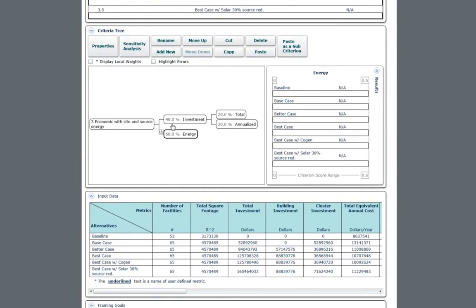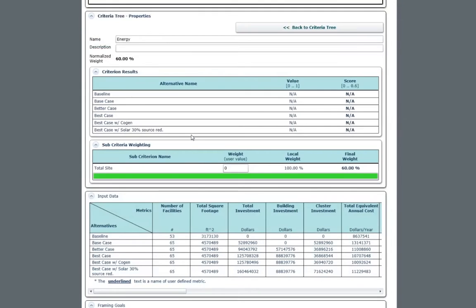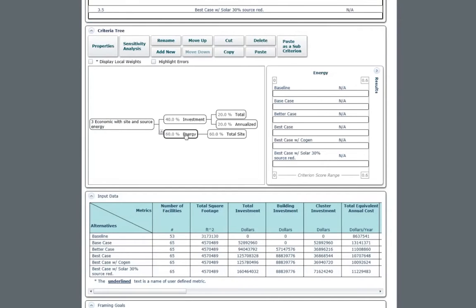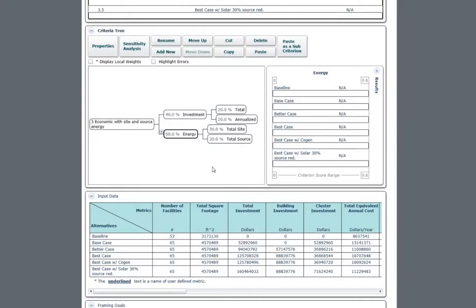All I did is select the energy, add new, and we're going to go to site, and now we're going to make our one change that's going to be different. We're going to look at the source energy this time. And so we see we've got a 40-60 with a 20-20 and a 30-30 split between these branches out here. We're just going to start at the top and go through those just as we have done.